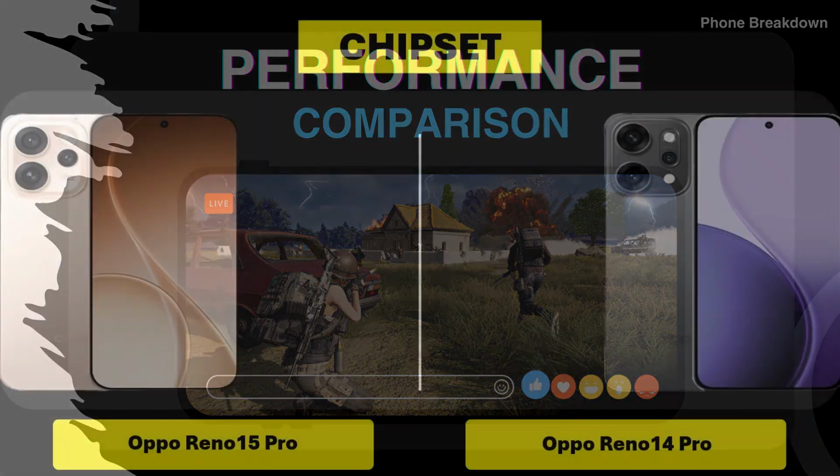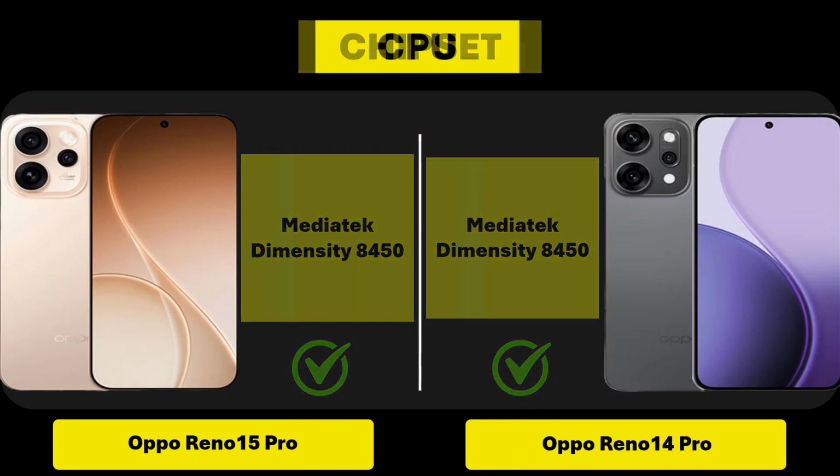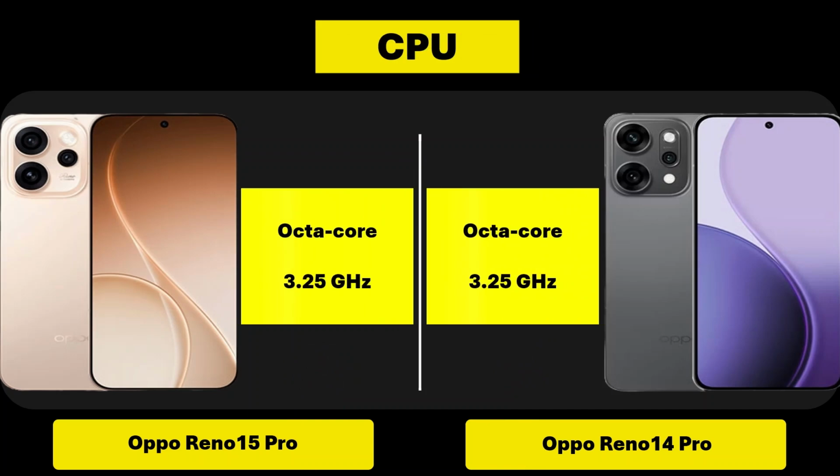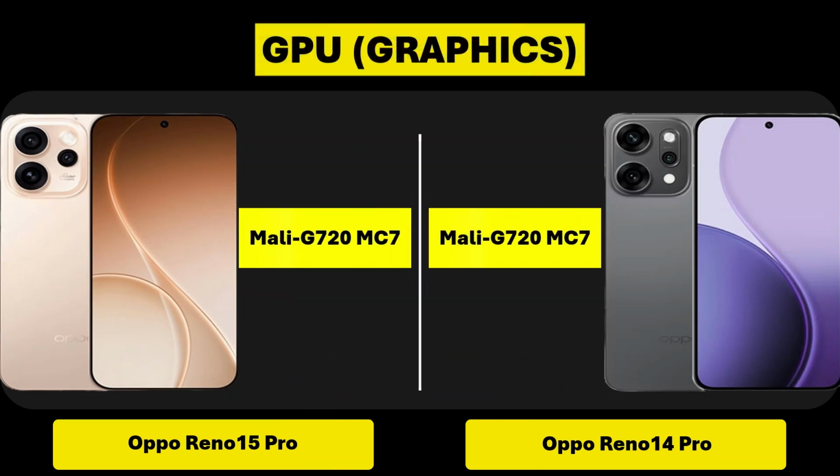The Reno 15 Pro adds 240 frames per second in 1080p, while the Reno 14 Pro goes up to 120 frames per second. Both the Reno 15 Pro and Reno 14 Pro run on the same Dimensity 8450 chipset. Here, both phones feature an octa-core setup running at 3.25 GHz. So in terms of CPU power, there's no difference. Performance is the same. The GPU is Mali G720MC7 on both Reno 15 Pro and Reno 14 Pro.